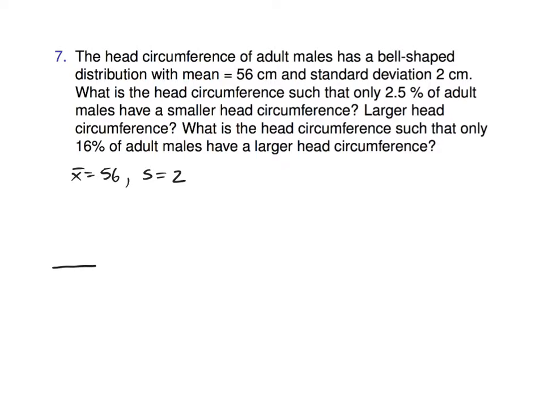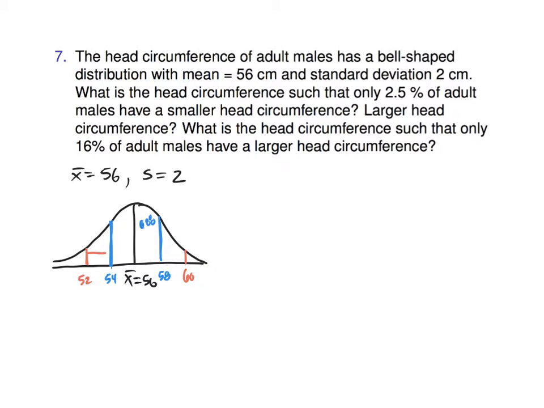Okay. So the picture you should have in your head is this. You've got this bell-shaped curve. The X bar is equal to 56. So what does 68% of people fall between? 54 and 58, right? Okay, how about 95% of people? 52. Okay, so there's the 95%. Okay.